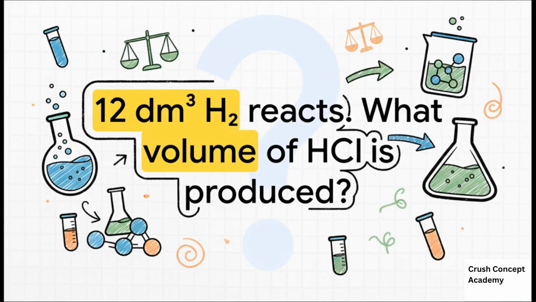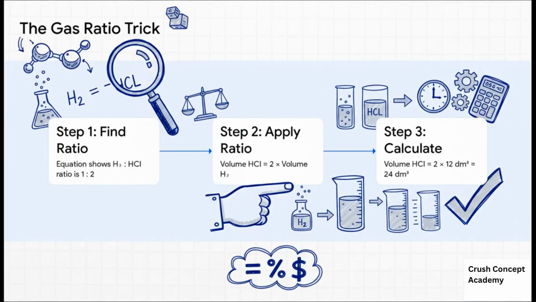Look at the question. We're given the volume of one gas and asked for the volume of another. Now, because 1 mole of any gas has the same volume at STP, we can actually use a really cool shortcut here. The really awesome thing here is that we don't even need to calculate moles. Why? Because for gases at STP, the mole ratio from the balanced equation is the exact same thing as the volume ratio.